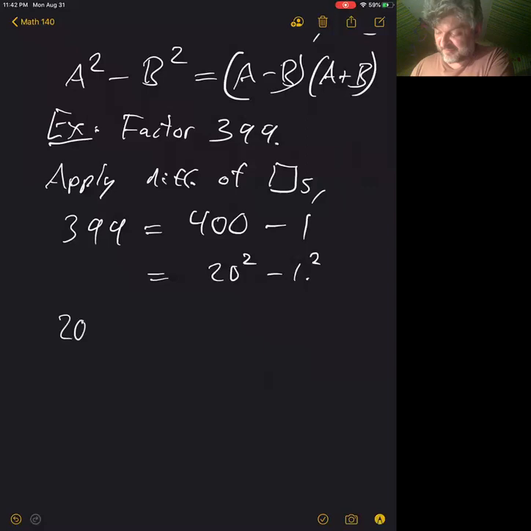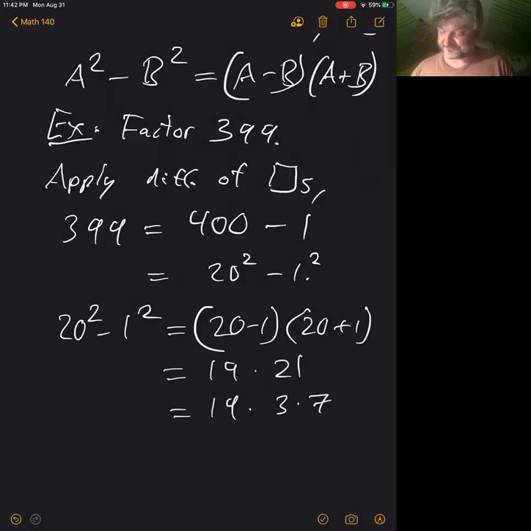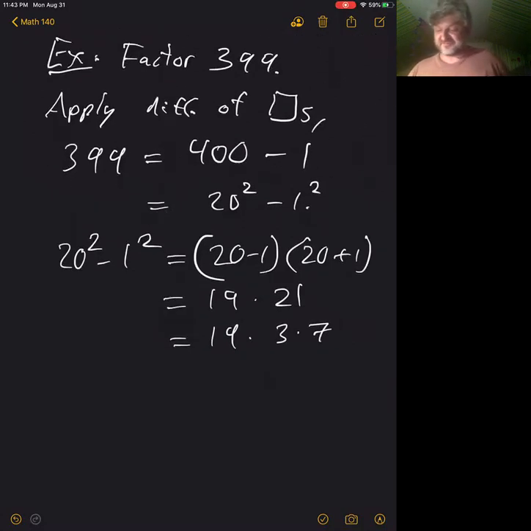So 20 squared minus 1 squared, that's our 399, is 20 minus 1 times 20 plus 1. So that's 19 times 21. And okay, then I can go in and say we want to factor it into prime numbers. This would be a 3 times a 7, and then it stops. And it saved me a lot of trouble working out what exactly are the prime factors of 399.